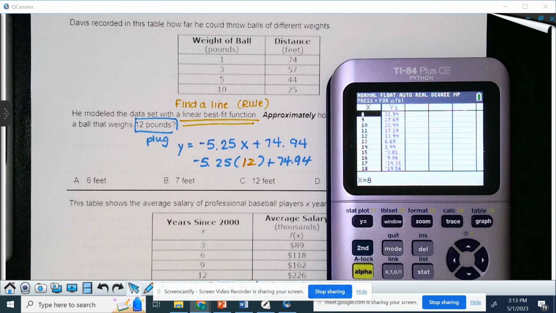Okay, so 12 gives us 11.94. So our answer should be 11.94 if we're being super accurate.